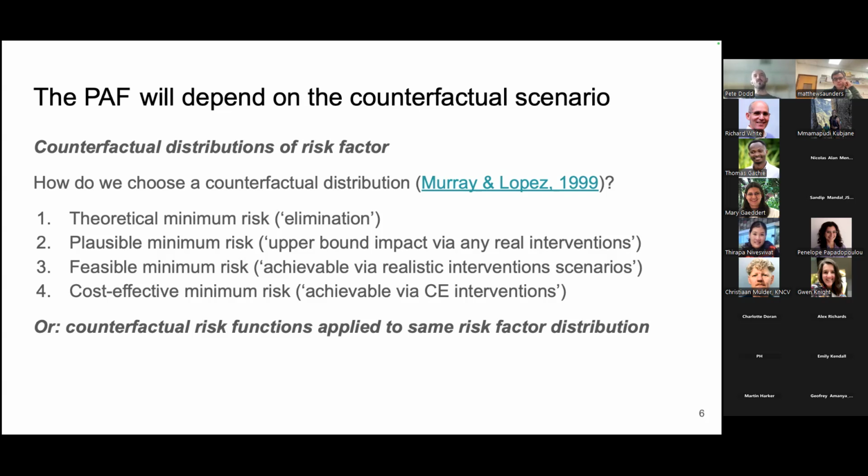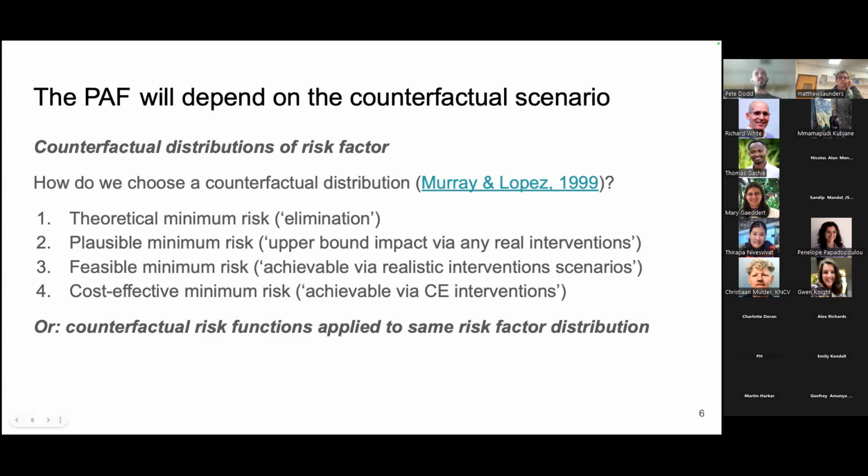Just to note that, of course, you can think about counterfactual or risk functions in all these cases as well, but you face the same problems, really. You just kind of shifted the onus into a different part of the calculation.